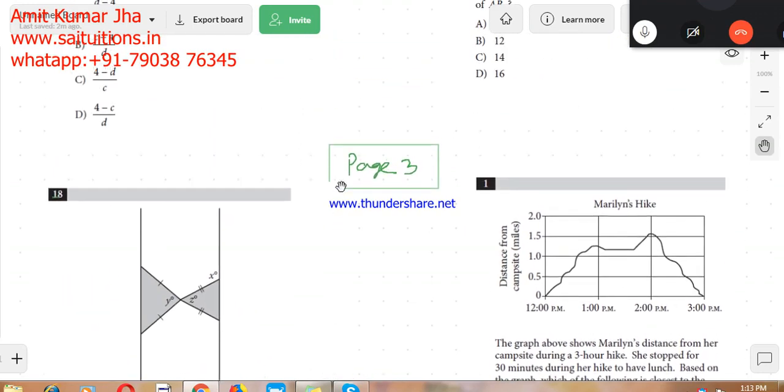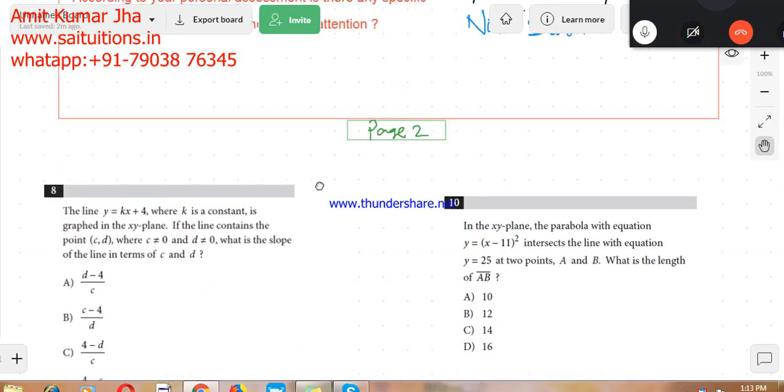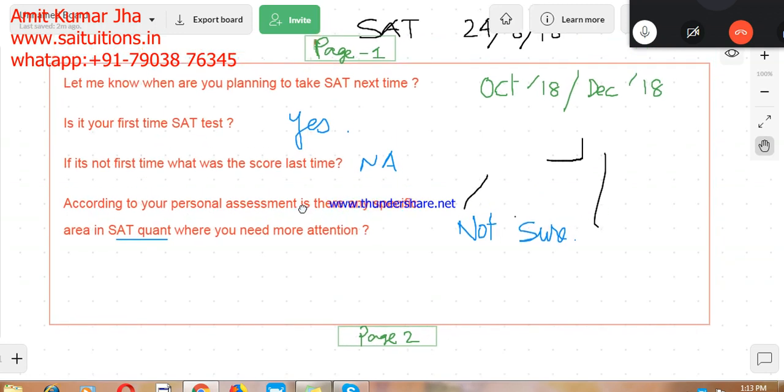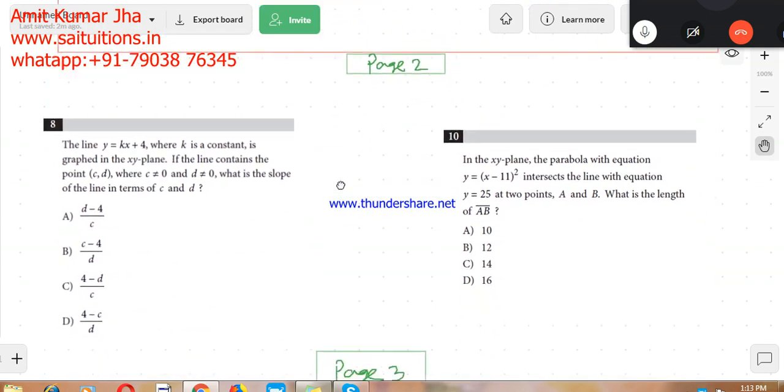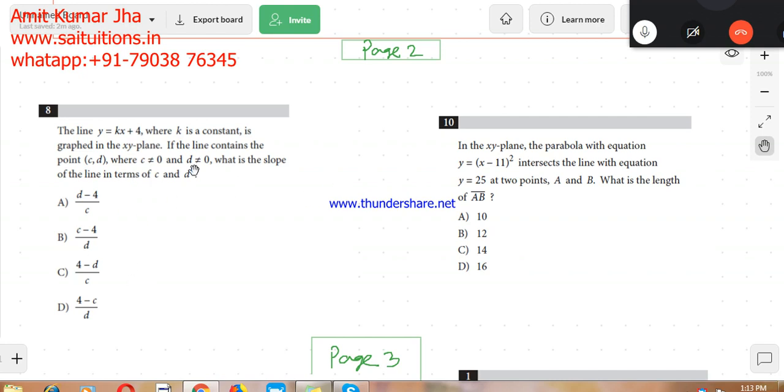Things like... I'll scroll down. Yeah. I'll come to page number 1. Okay, this we have done. So page number 2, this is something related to slope of a line. This question that you see, question number 8, that is related to slope.